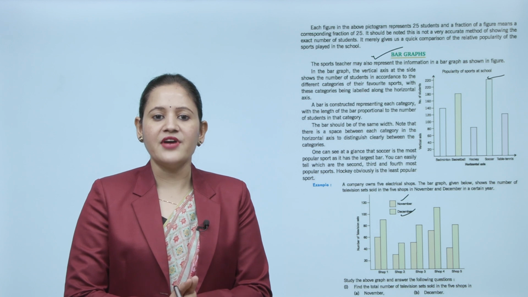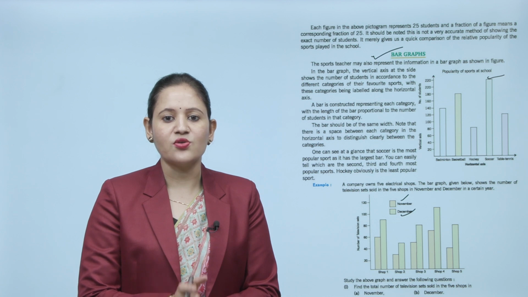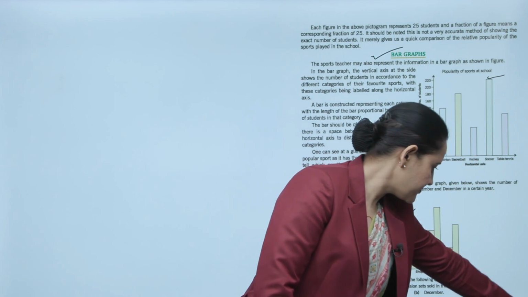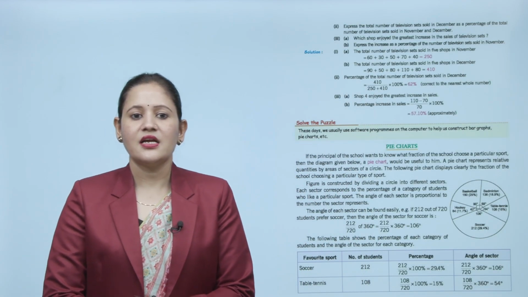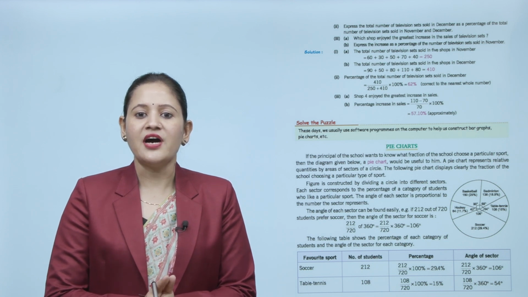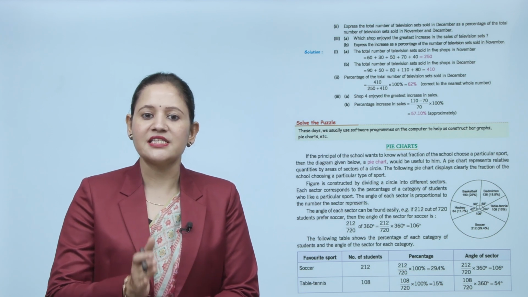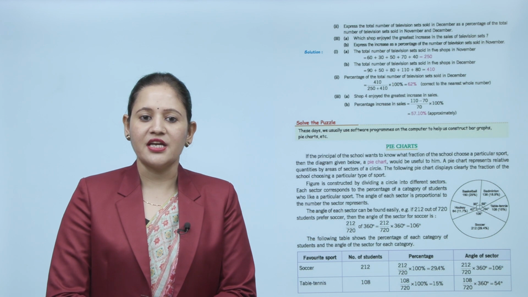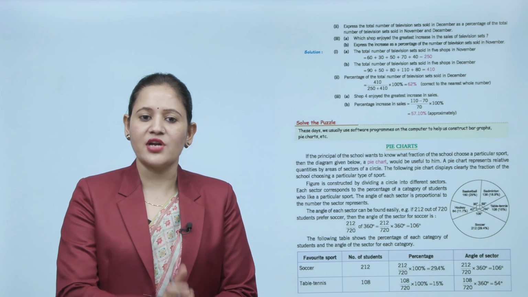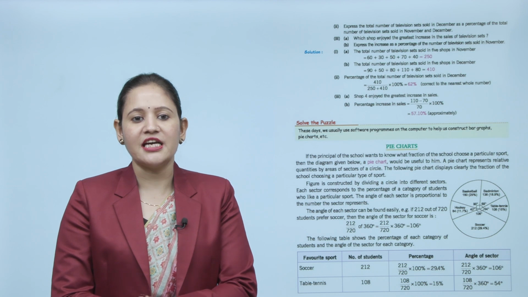Study the above graph and answer the following questions. Find the total number of television sets sold in the 5 shops in November and December. So first, the total number of television sets sold in the 5 shops in November equals 60 plus 30 plus 50 plus 70 plus 40, that is 250. If we talk about the number of television sets sold in December, that equals 90 plus 50 plus 80 plus 110 plus 80, that is 410.